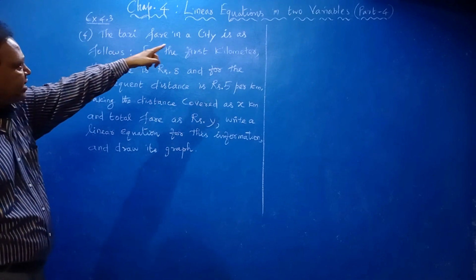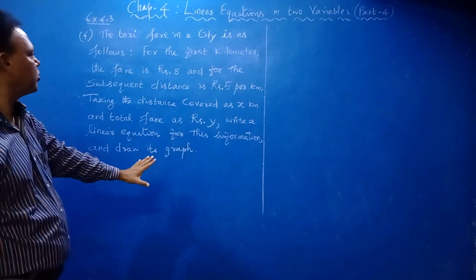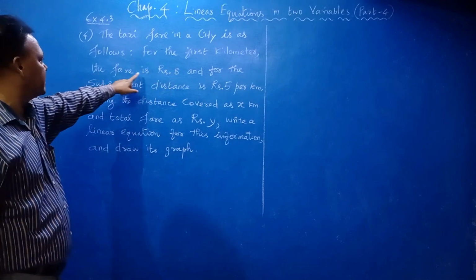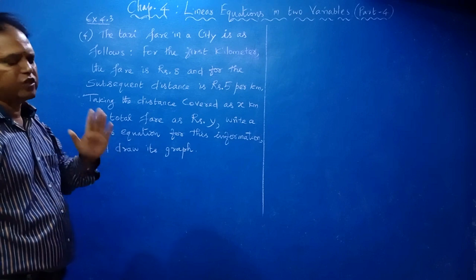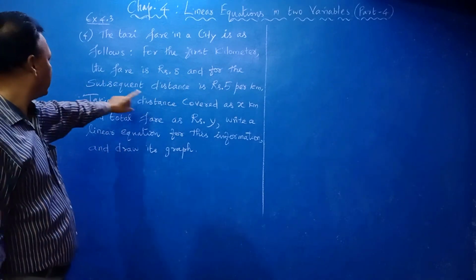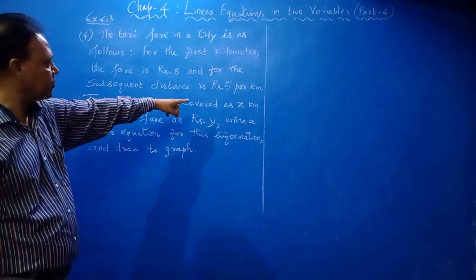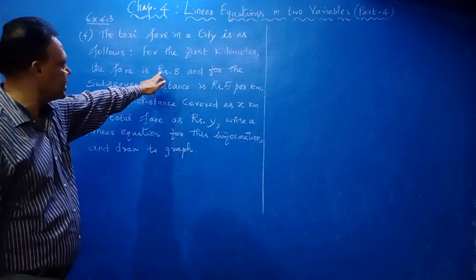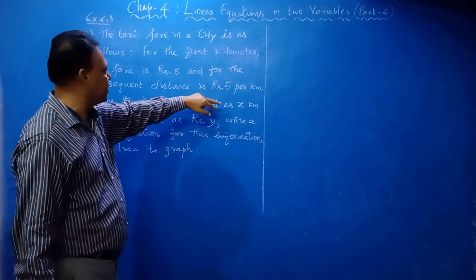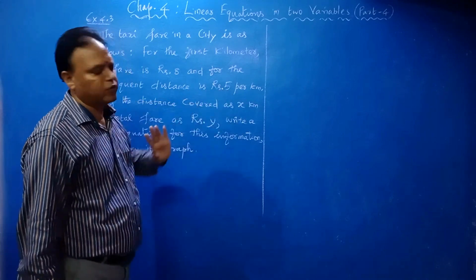The taxi fare in a city is as follows. Read the problem thoroughly, then only you will understand. For the first kilometer, the fare is rupees 8. And for the subsequent distance, thereafter, every 1 kilometer, you have to calculate rupees 5.